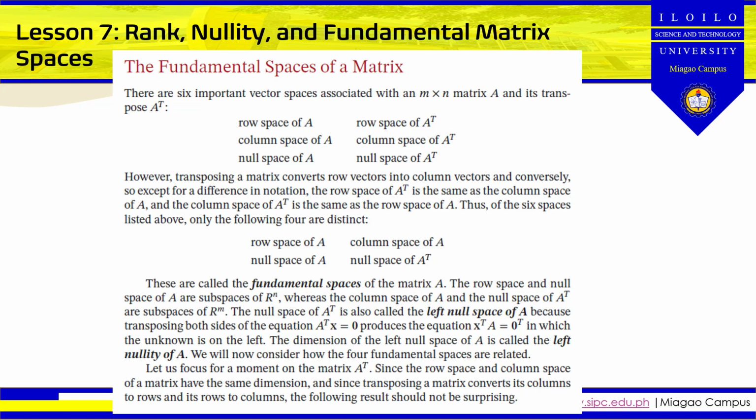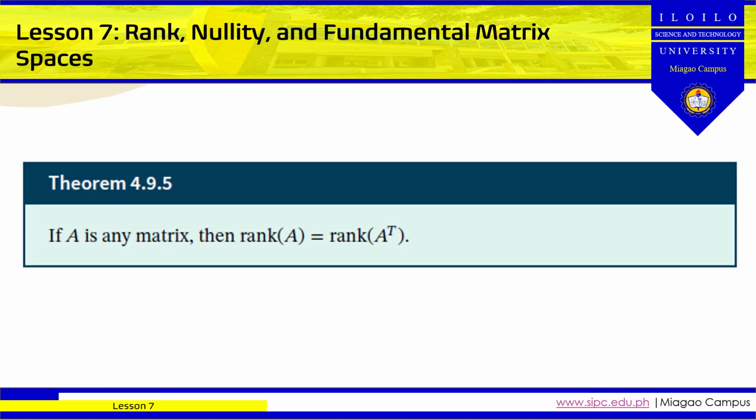We will now consider how the 4 fundamental spaces are related. Let us focus for a moment on the matrix AT, since the row space and column space of a matrix have the same dimension, and since transposing a matrix converts its columns to rows and its rows to columns, the following result should not be surprising. Theorem 4.9.5 states that if A is any matrix, then rank of A is equal to rank of AT.